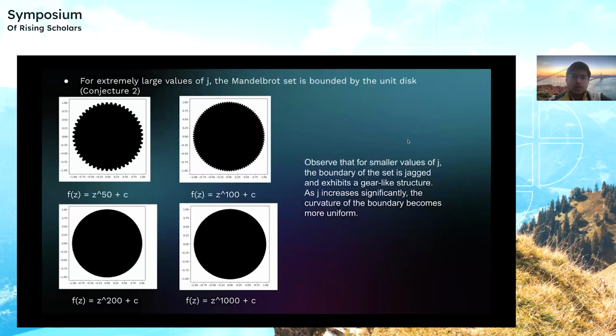Conjecture 2. For extremely large values of j, the Mandelbrot set is bounded by the unit disk. Observe that for smaller values of j, the boundary of the set is jagged and exhibits a gear-like structure. And as j increases significantly, the curvature of the boundary becomes more uniform.